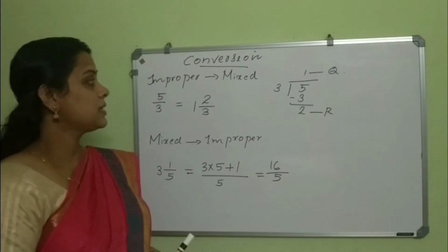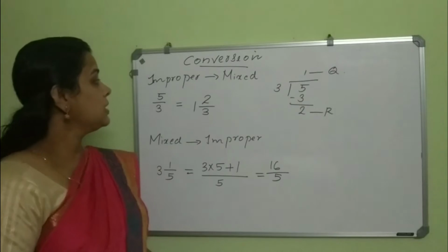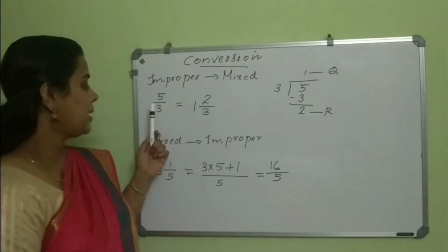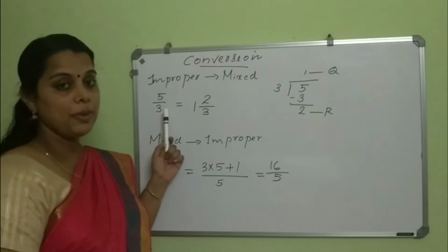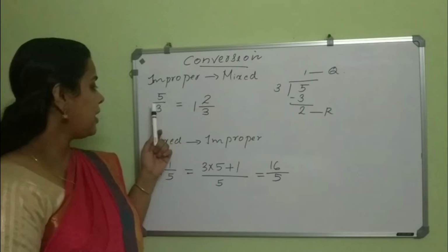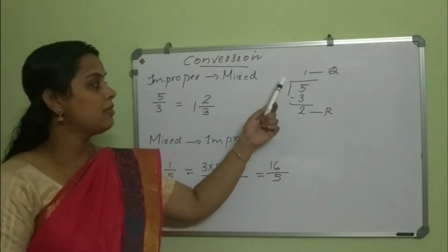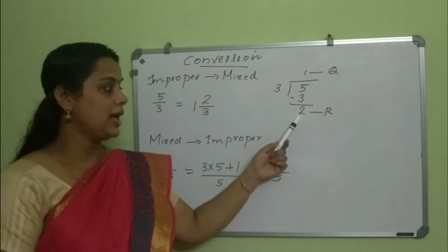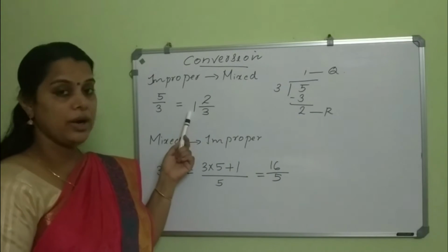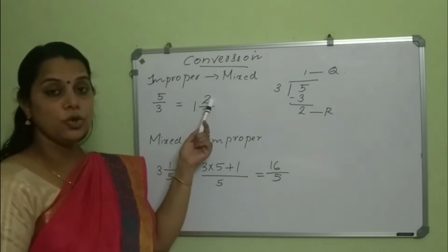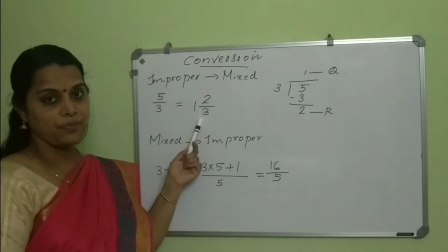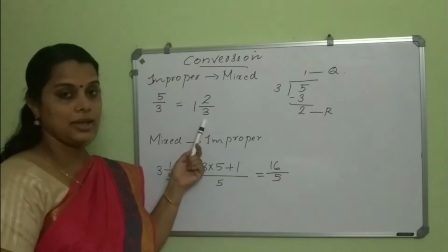Now we are going to discuss conversion of a fraction. First is how to convert an improper fraction to a mixed fraction. See this example, 5 by 3 is an improper fraction. How to convert this improper fraction to a mixed one? We need to divide 5 by 3. We will get 1 as the quotient and 2 as the remainder. So we write 1 as the whole number. The remainder will be the numerator and the denominator will be the same. So 1, 2 by 3.